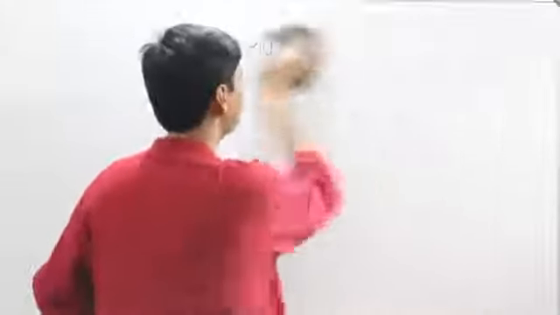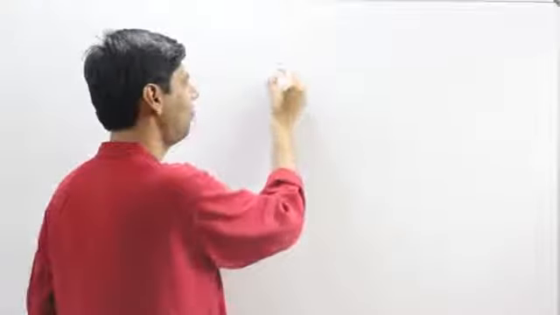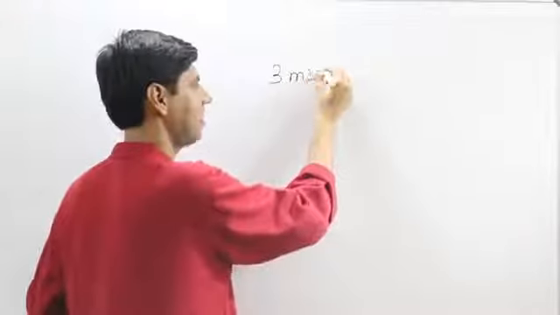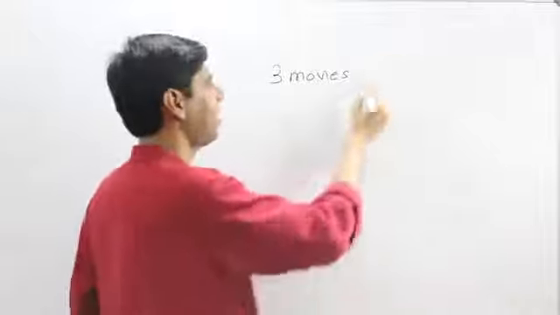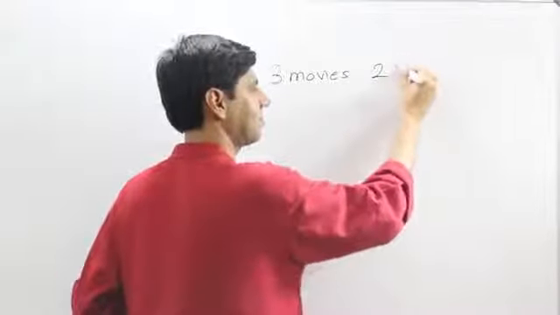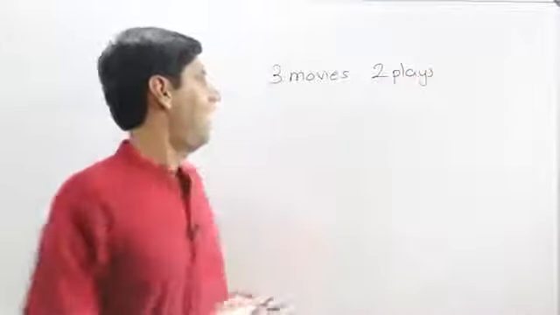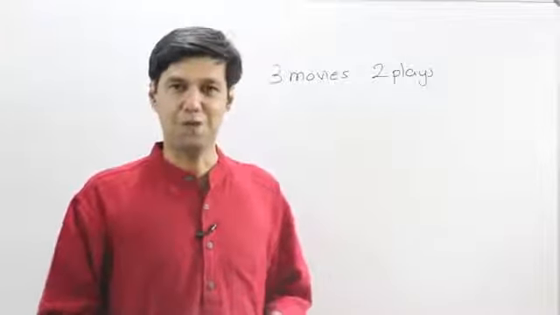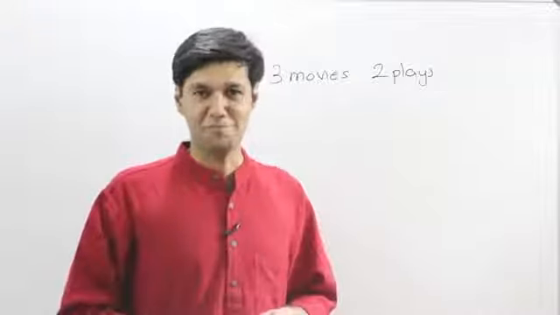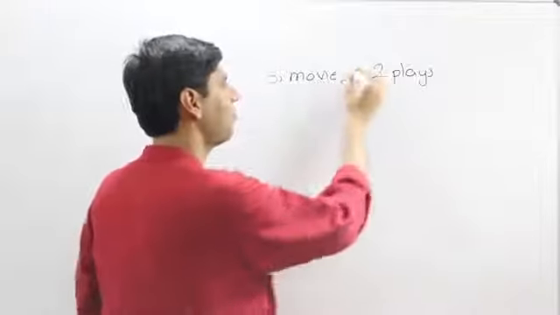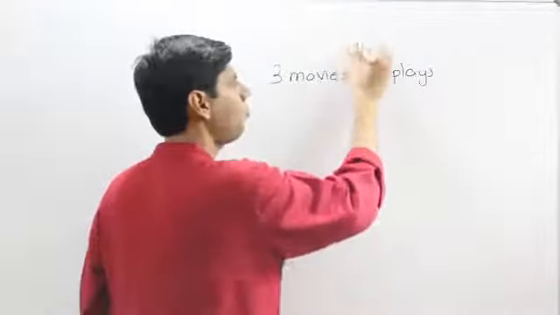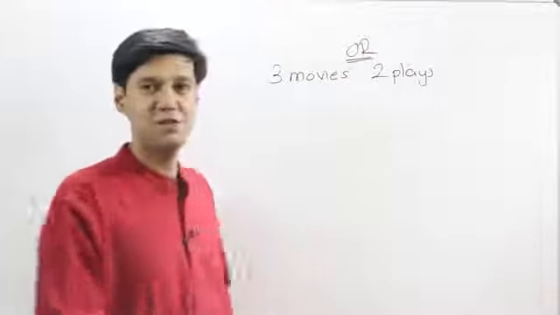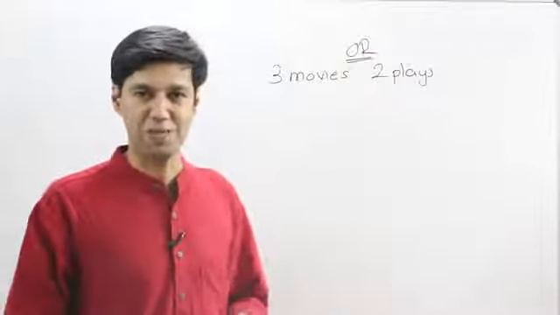So let's say I go to an entertainment mall and there are 3 movies which are playing and there are 2 plays. Let's say I want to entertain myself and I want to go and watch a show at one particular time slot. So either I am going to watch a movie or going to watch a play. So the conjunction used is an OR. I cannot watch both of them at the same time.